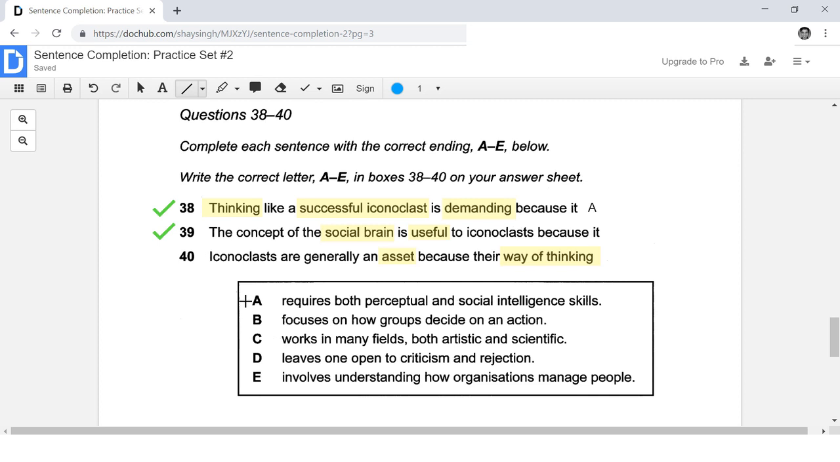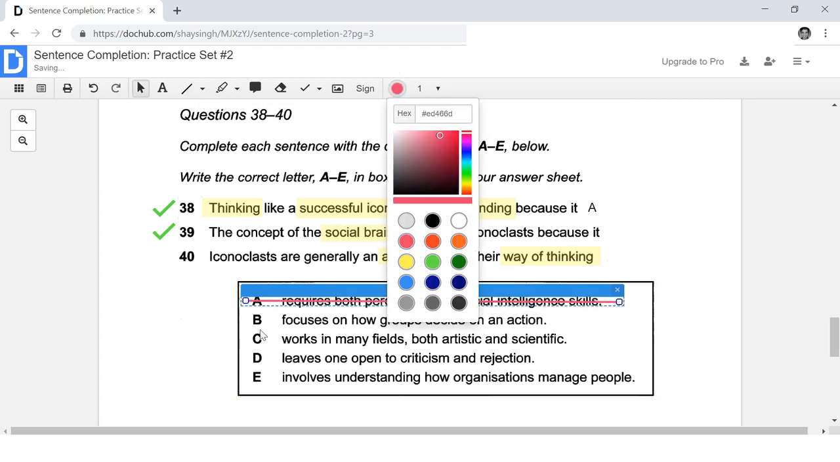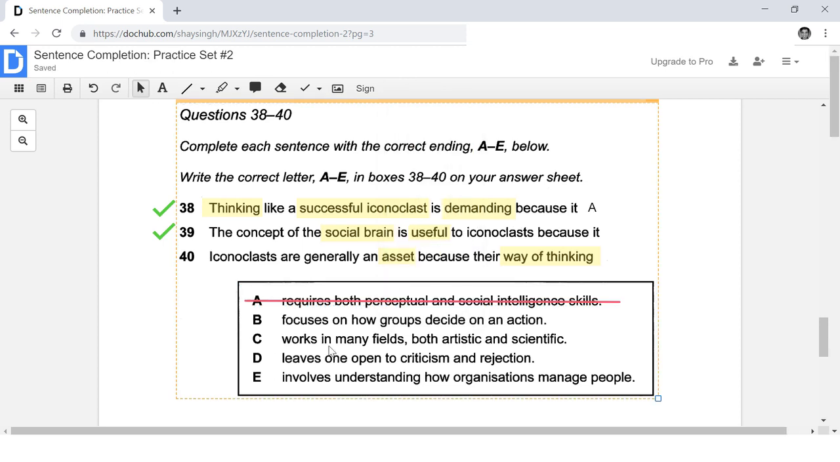If you'd like, you can put a line through these answer choices so you can eliminate the ones that you have already used. This might help you to search through the answer choices faster.